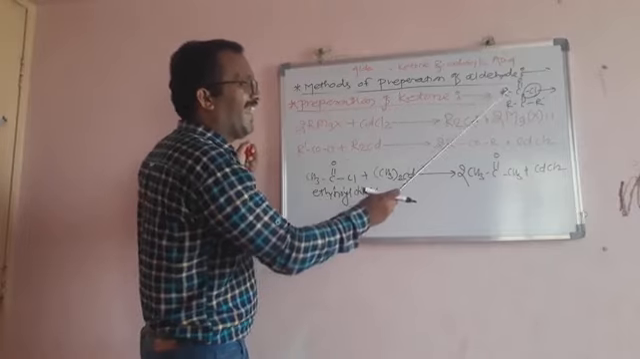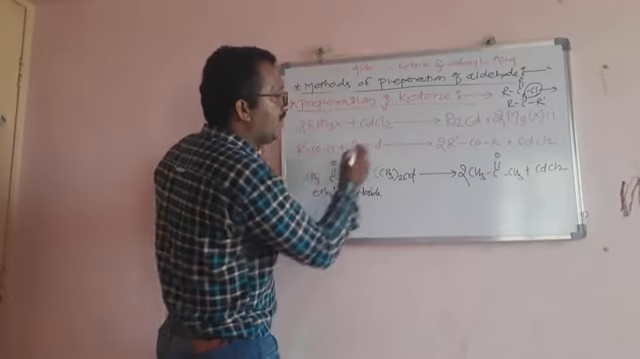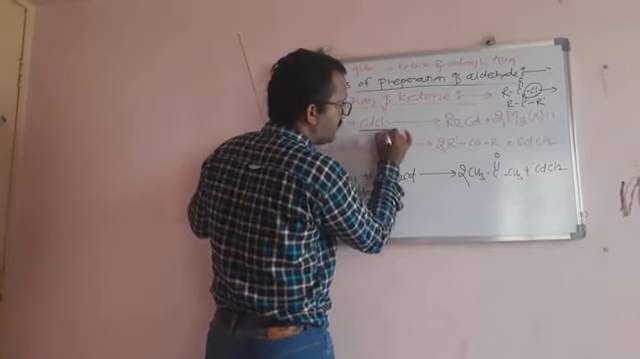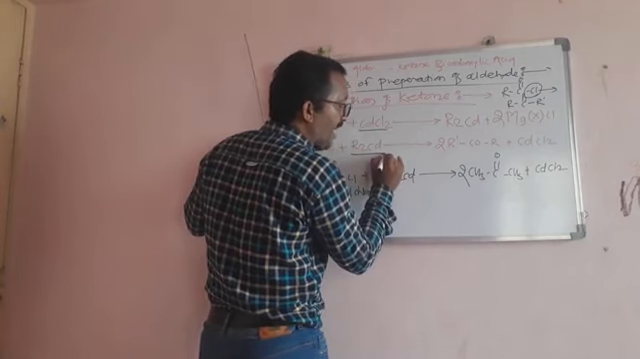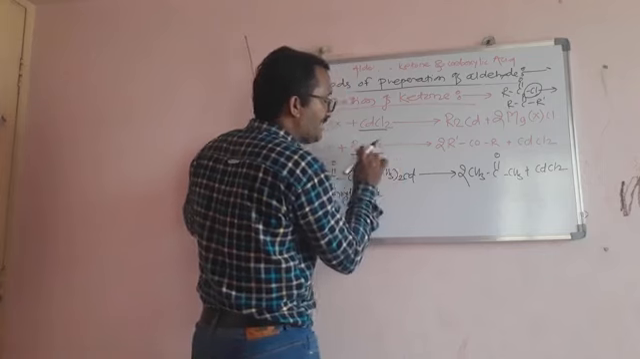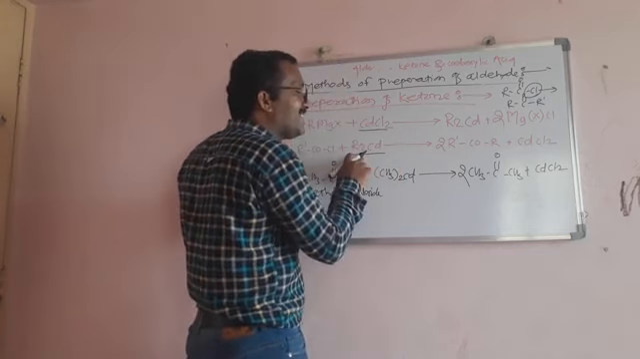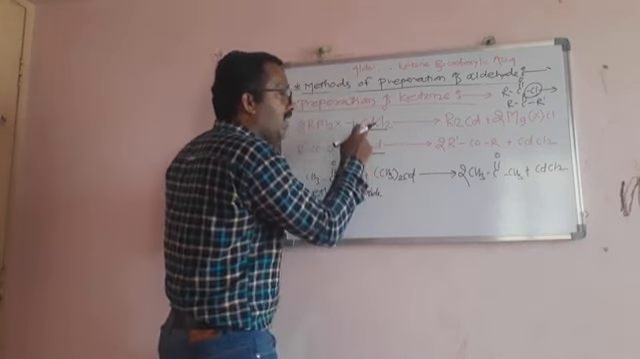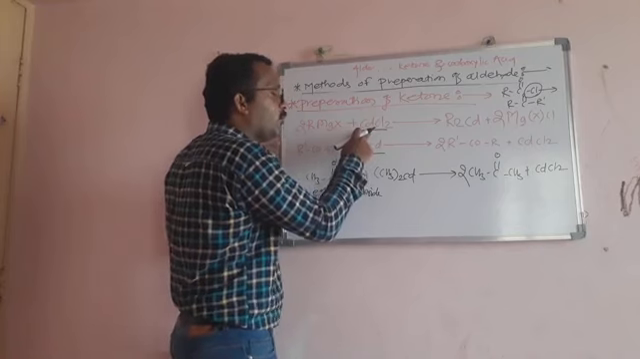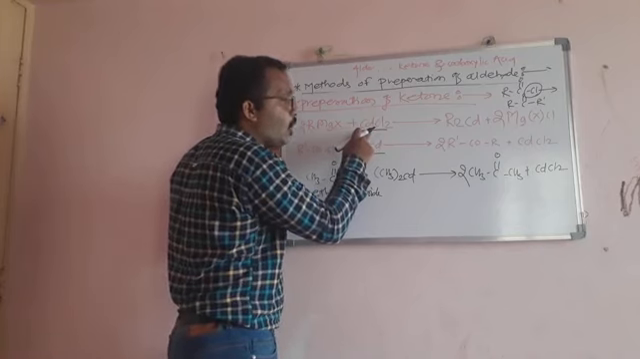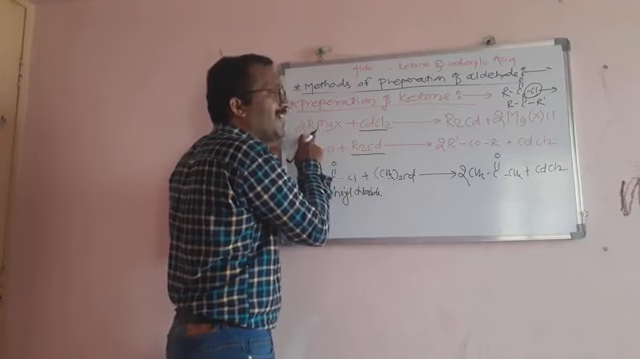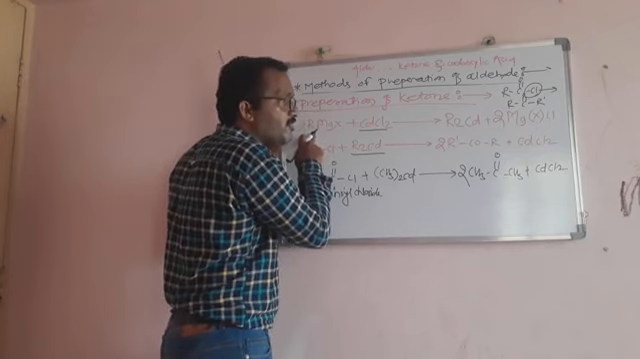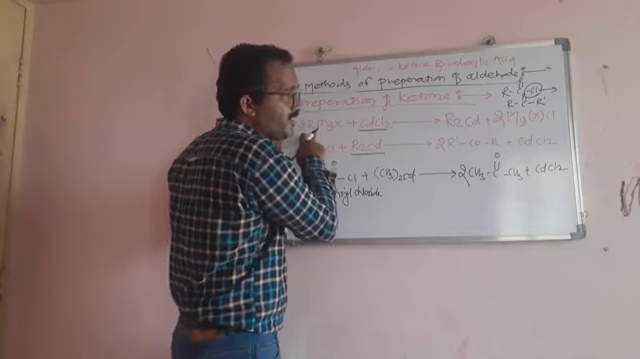And this forms a ketone. In this reaction, we require a dialkyl cadmium, and this dialkyl cadmium is prepared by the reaction of cadmium chloride with alkyl magnesium halides, which are also called Grignard reagents.